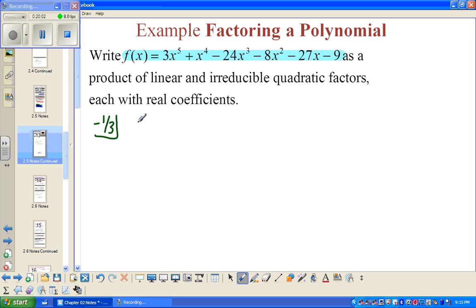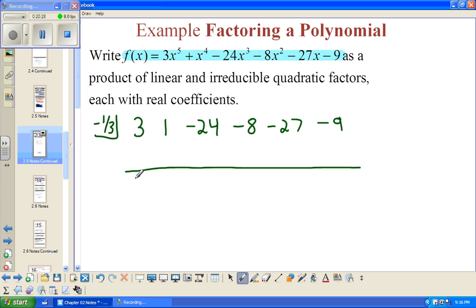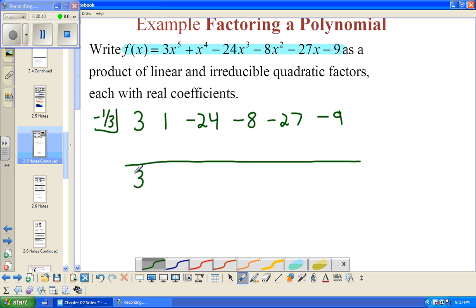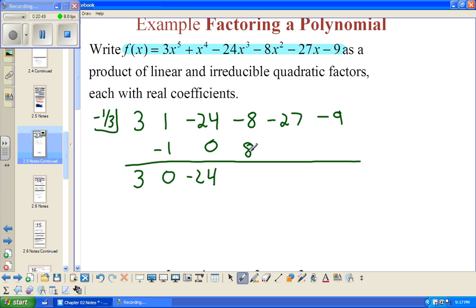So this is just your basic synthetic division. Negative 1/3 is a 0 that I found on my grapher. Now I'm just writing out the coefficients. And I'll give you a second to try to do that. Alright, that was probably enough time, so I'll go ahead and do that now also. And we got a 0 here, so that means that the negative 1/3 was a 0. Perfect. That's what we wanted. That's what we hoped for.